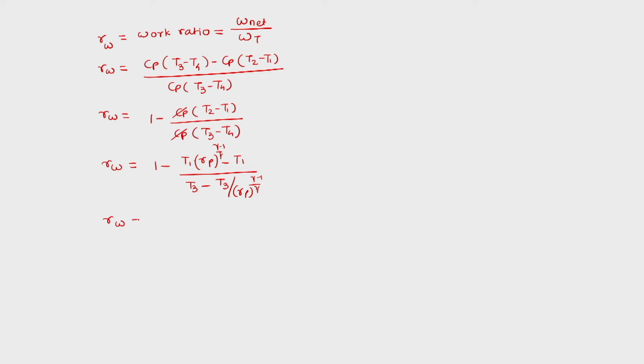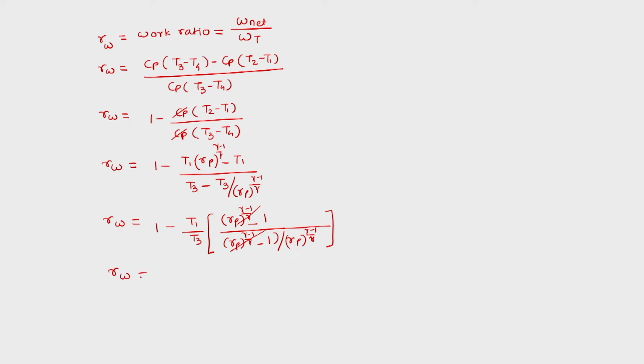Then Rw, which is the work ratio, is 1 minus, we can take T1 common from the numerator and T3 common from the denominator. So it is Rp bracket raised to gamma minus 1 upon gamma minus 1, divided by, again we can write Rp bracket raised to gamma minus 1 upon gamma minus 1, but we will have upon Rp raised to gamma minus 1 upon gamma. But then this bracket and this bracket would get cancelled.